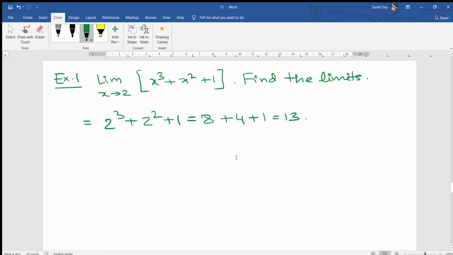Understood? Suppose f(x), I'm giving you another example. Suppose f(x) equal to x cube plus x square plus 1. Now I'm saying find f(2). What will be the answer? Anyone can tell me what will be the answer? If f(x) equal to x cube plus x square plus 1, let's find f(2) by yourself and let me know the answer.